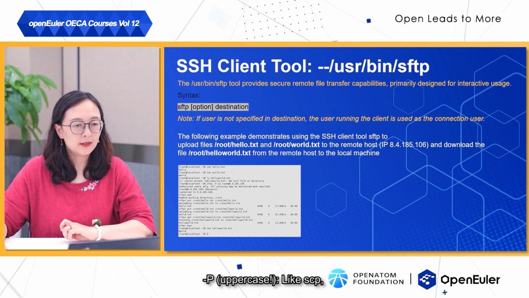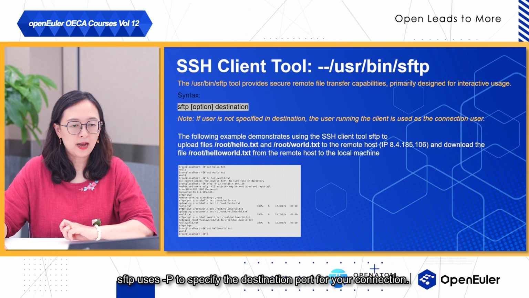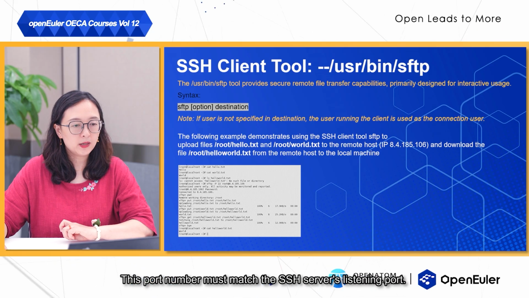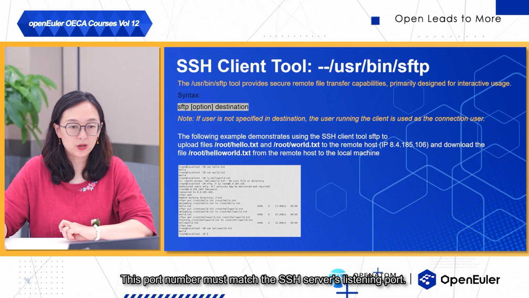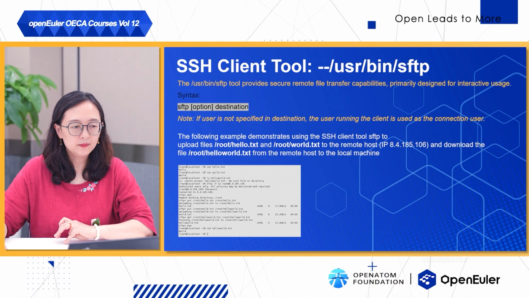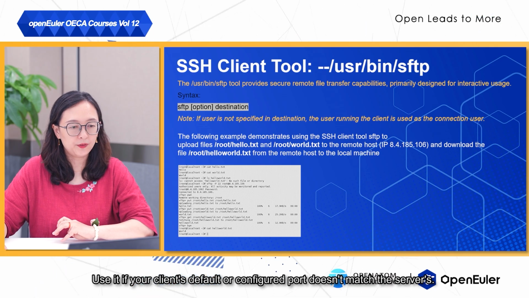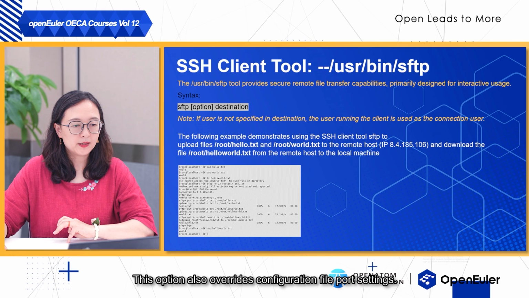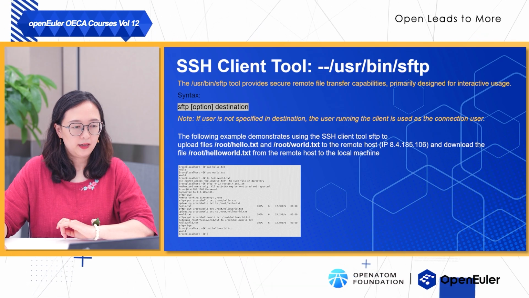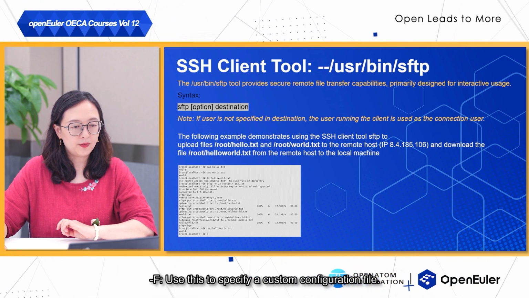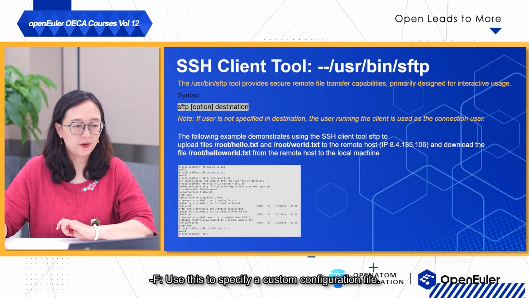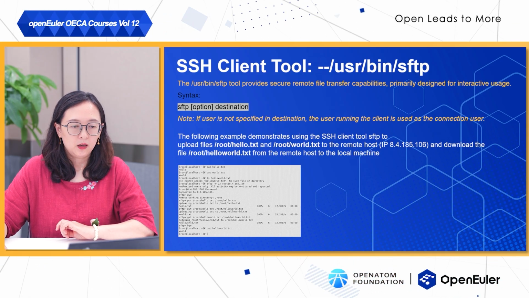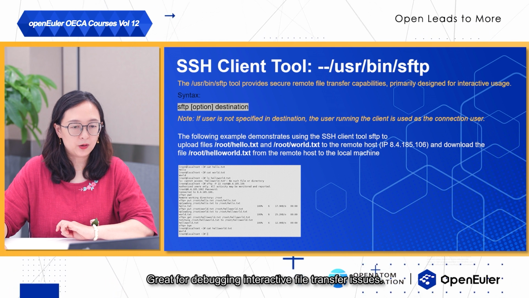-P. Like SCP, SFTP uses an uppercase -P to specify the destination port for your connection. This port number must match the SSH server's listening port. Use it if your client's default or configured port doesn't match the server's. This option also overrides configuration file port settings. -F, use this to specify a custom configuration file. -v enables verbose mode for SFTP, great for debugging interactive file transfer issues.